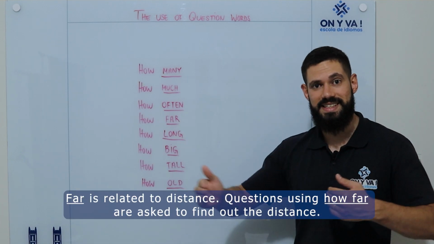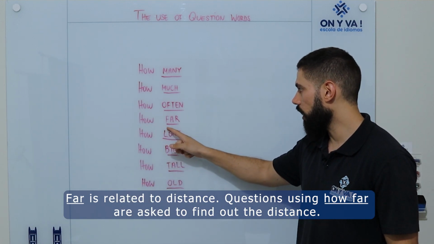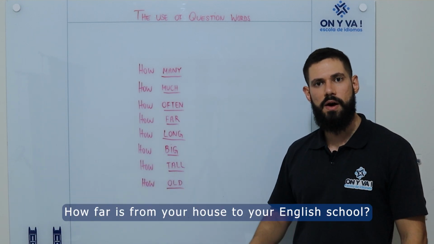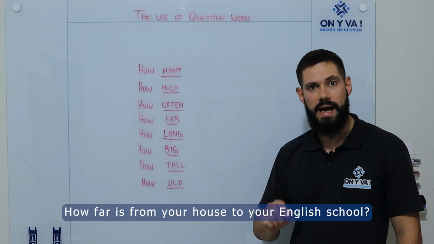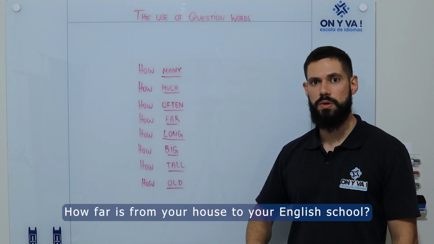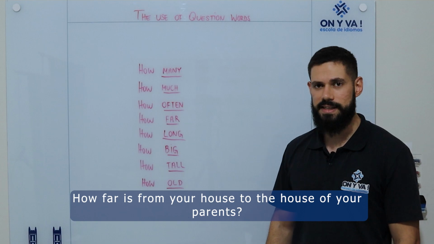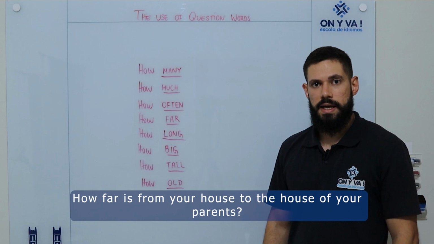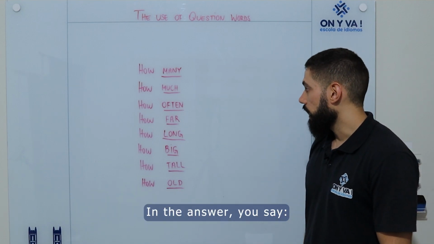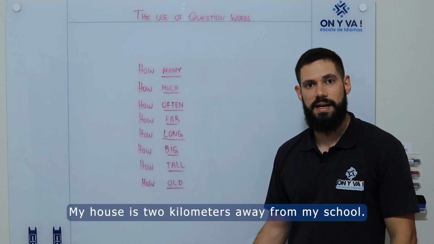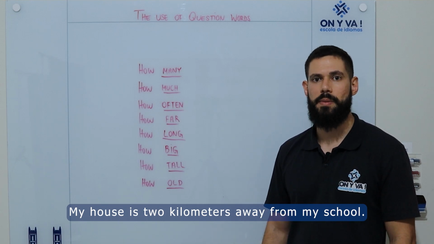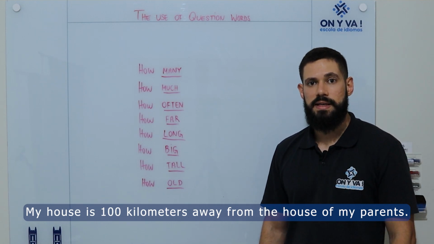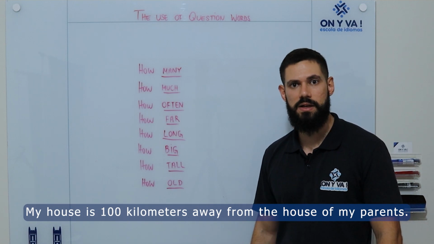Far is about distance. So a question with how far? It's to ask about what's the distance. How far is it from your house to your English school? How far is it from your house to the house of your parents? In the answer, you say, my house is 2 kilometers away from my school. Or my house is 100 kilometers away from the house of my parents.